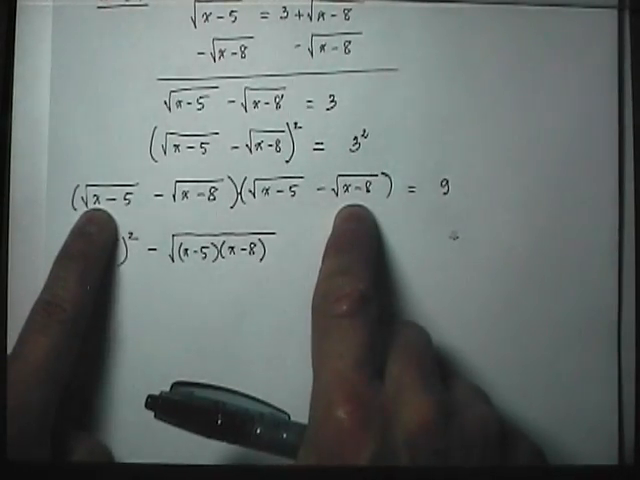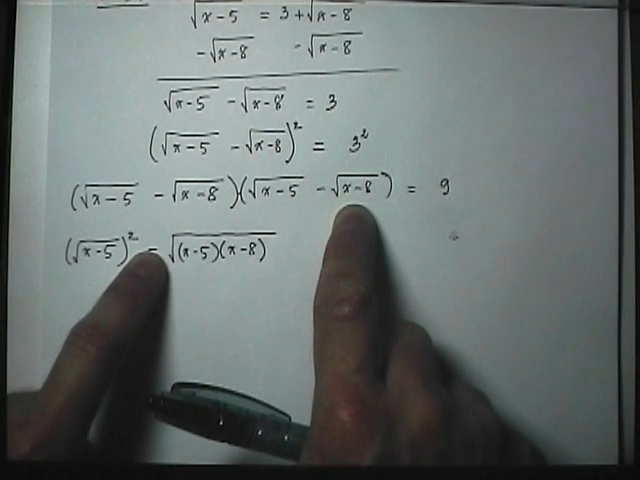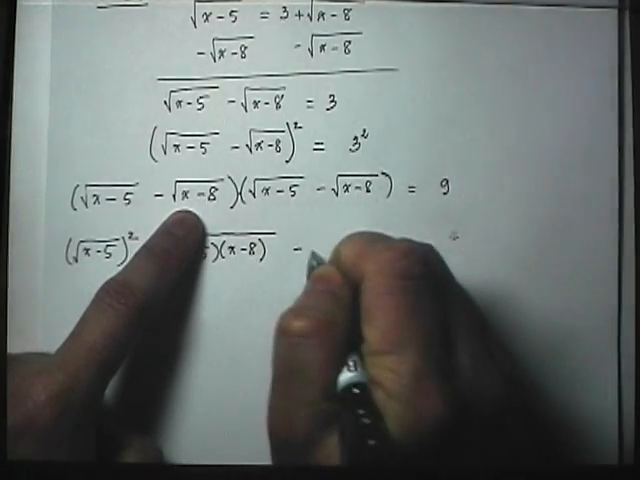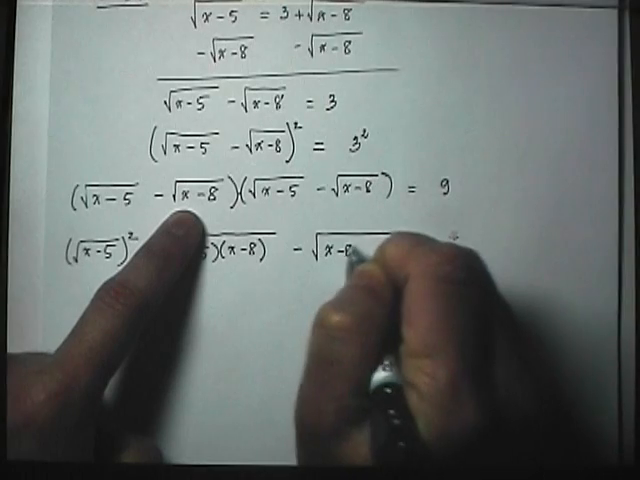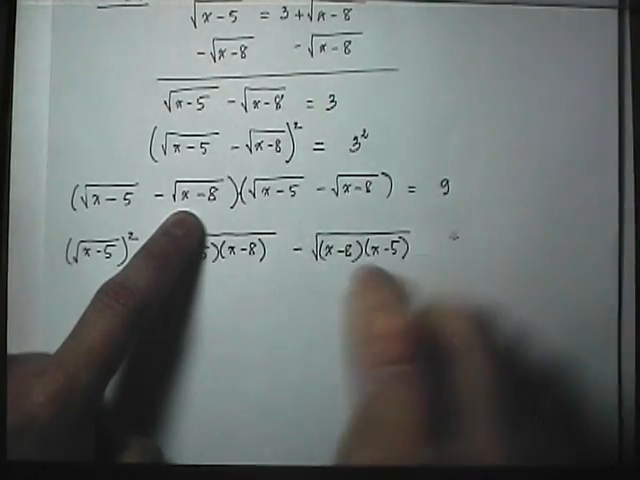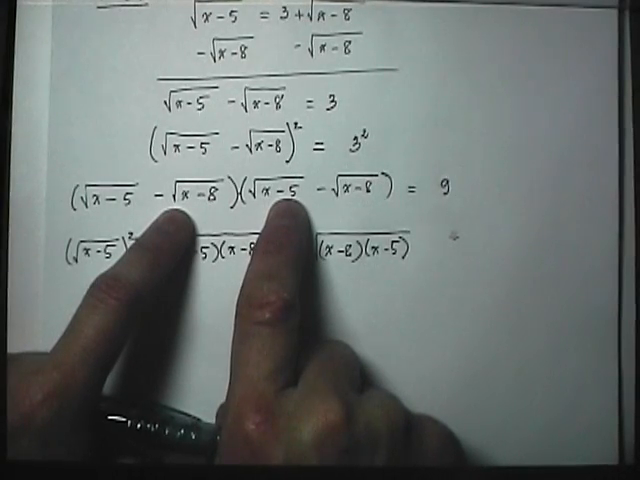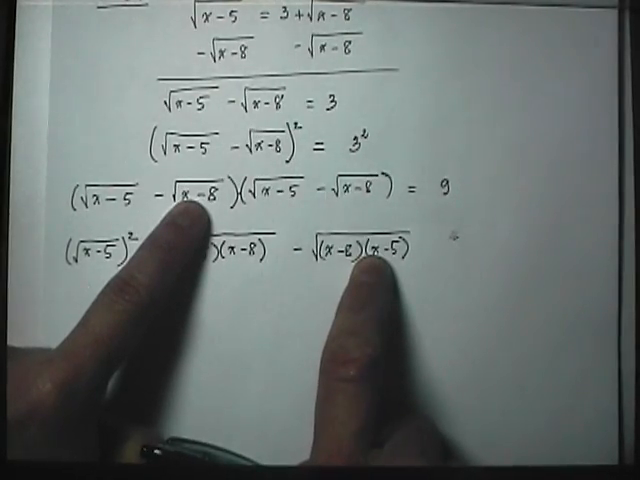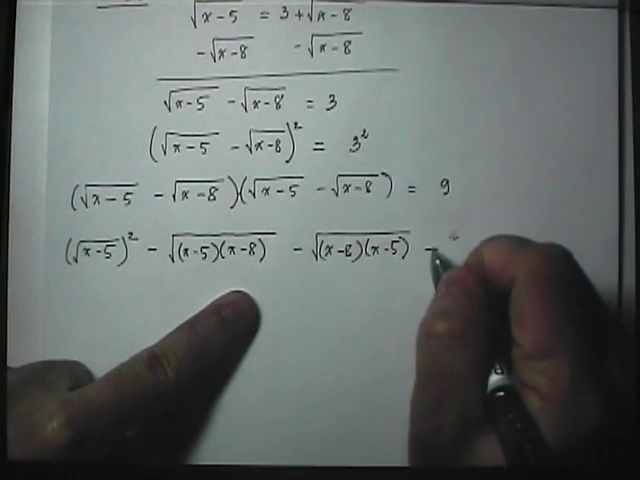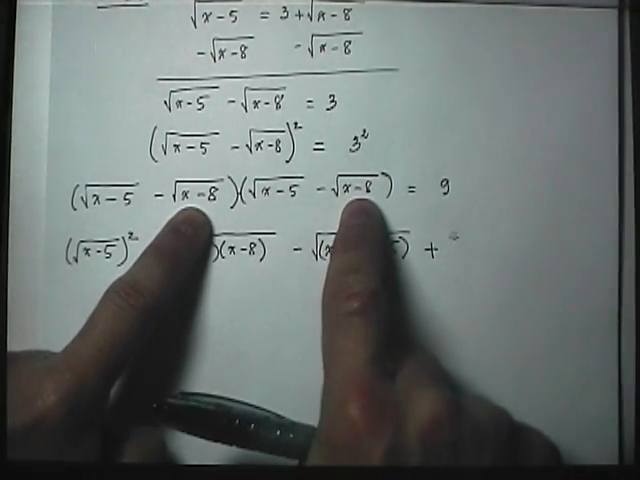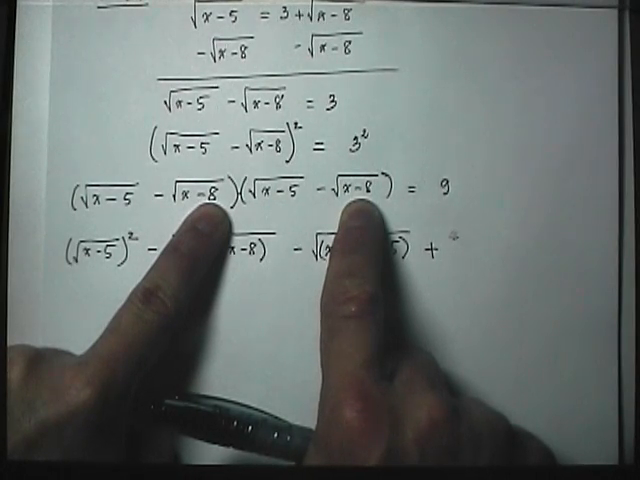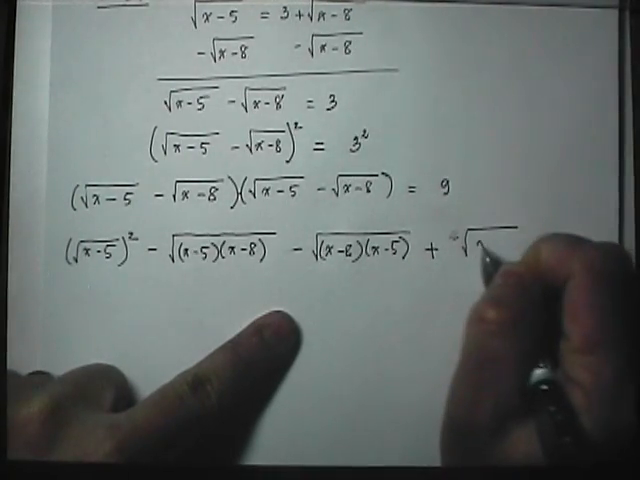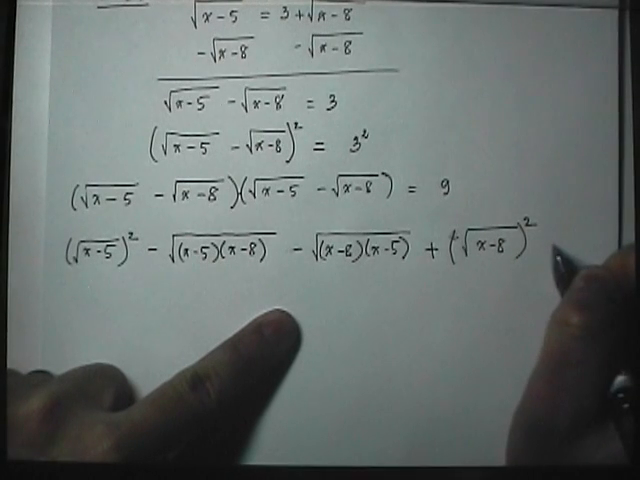And then that takes care of these two terms, with the sign negative. Next, minus square root x minus 8 times square root x minus 5 gives me minus, again, square root of x minus 8 times x minus 5. Once again, when you multiply two square roots with the same root, the radicands get multiplied together. That's what happened right here. And then the last two terms: square root of x minus 8 times square root of x minus 8, with the two negative signs. When you multiply them together, that becomes a plus sign, because minus times minus is plus. And then you have x minus 8 all squared, equals 9.